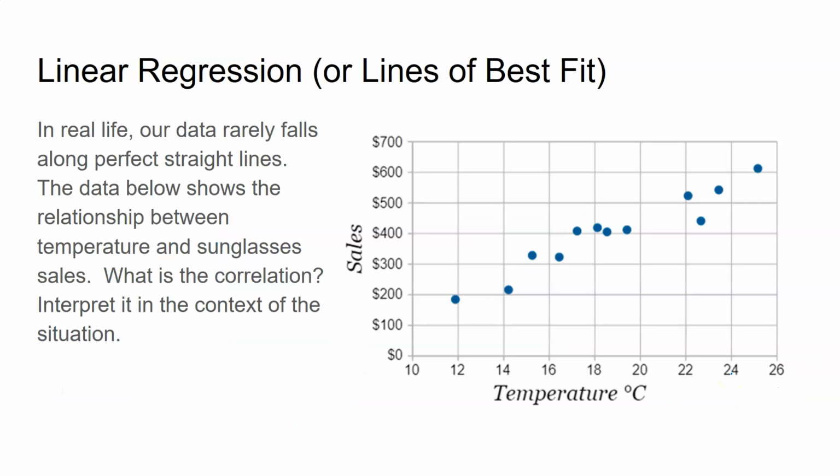So let's take that information and expand upon it into linear regression, or what you might have heard called line of best fit. In real life, our data rarely falls along perfect straight lines. The data shows the relationship between temperature and sunglass sales. Let's start with the correlation, and let's interpret it in the context of the problem. Right now, do you think that this correlation is positive, negative, or no correlation?